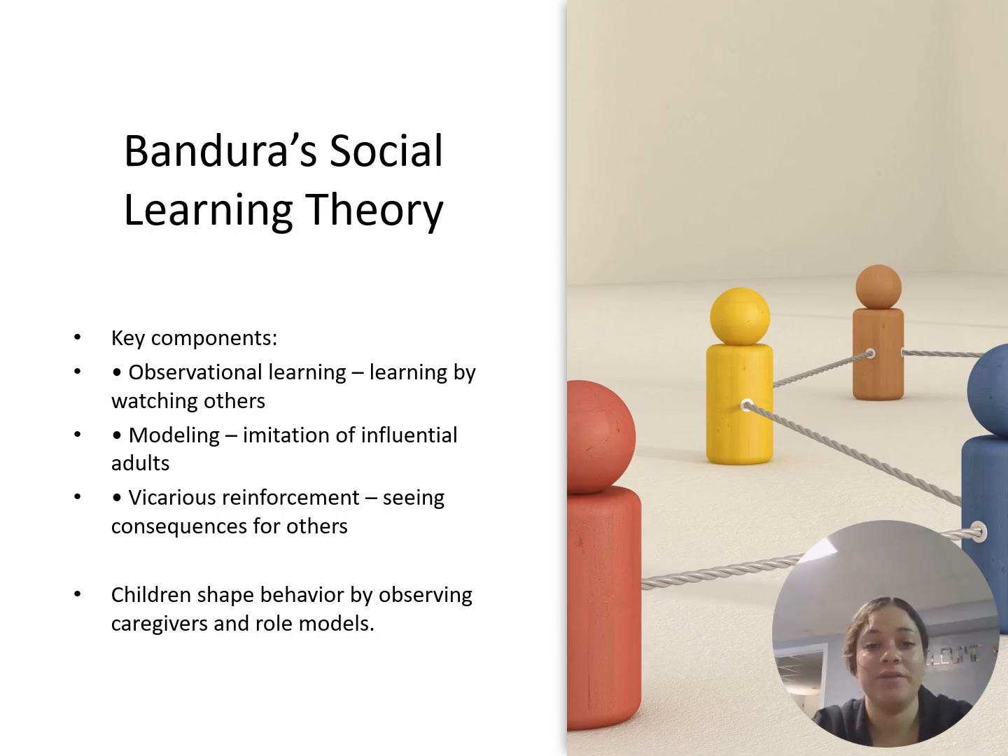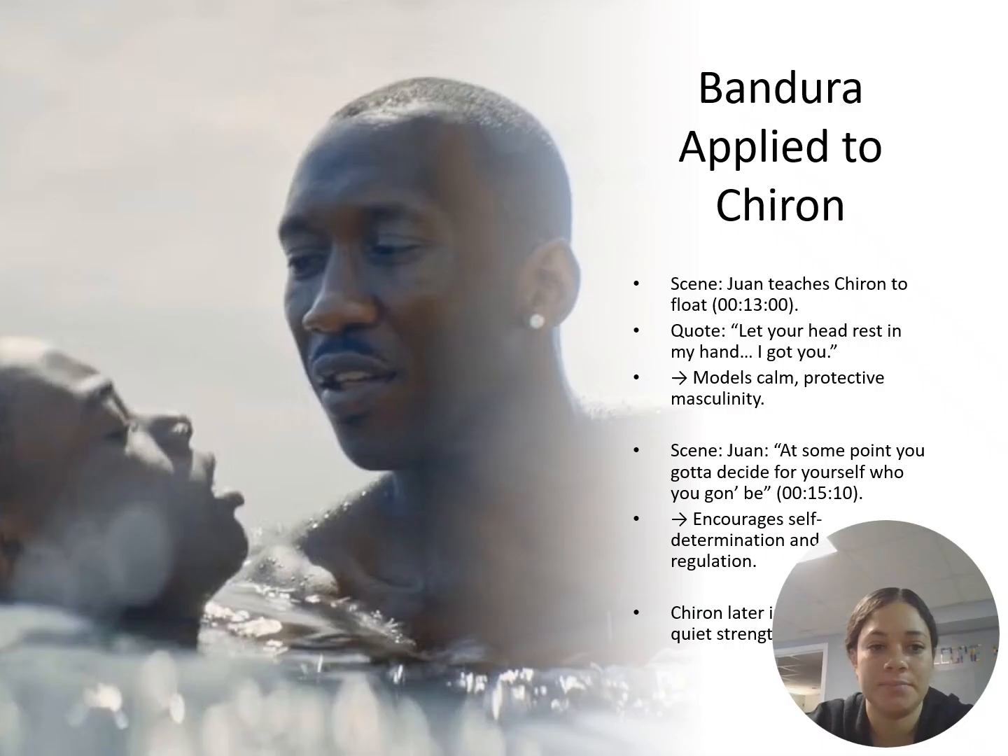In Kieran's life, he absorbs messages about masculinity, emotion, and identity from adults and peers around him. Because Kieran rarely receives direct verbal guidance, observational learning becomes even more important for his psychological development.